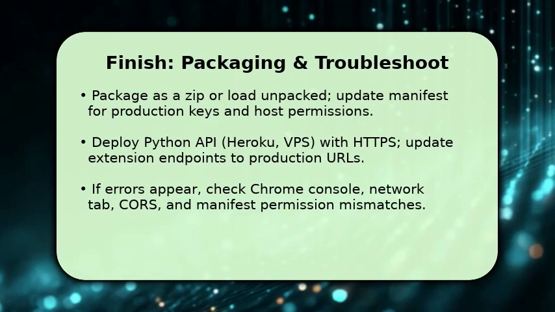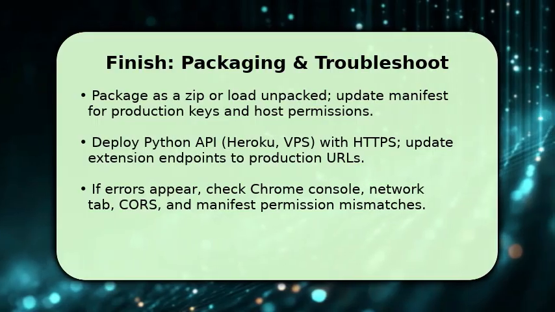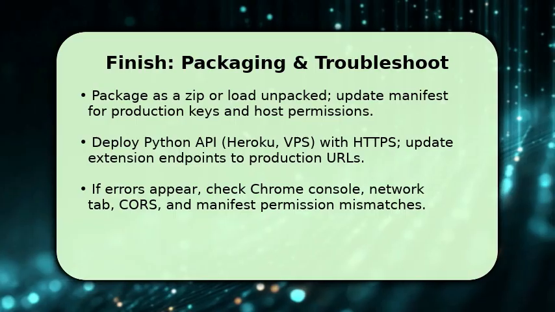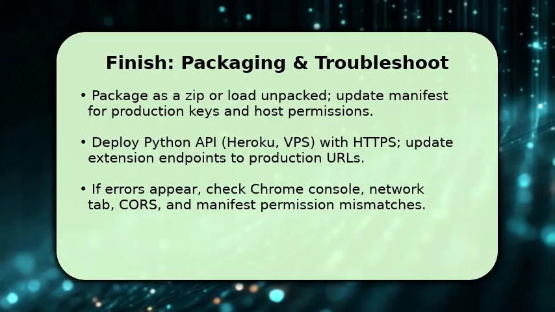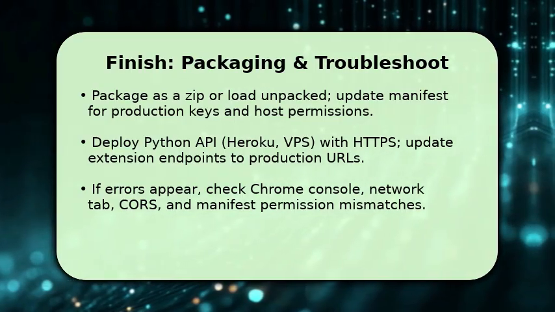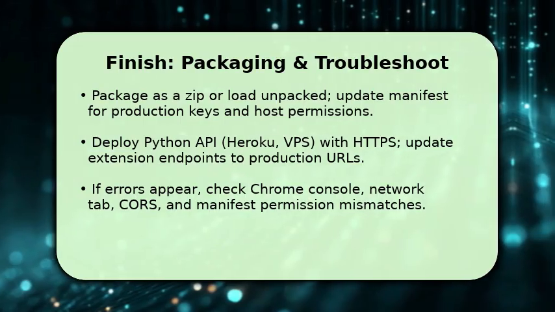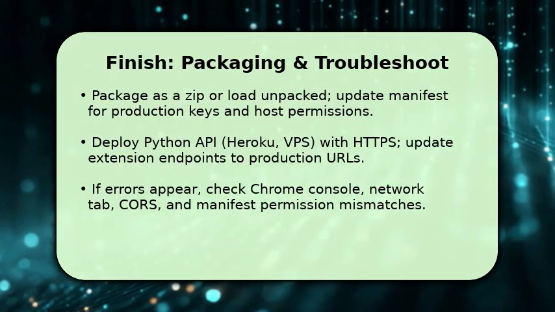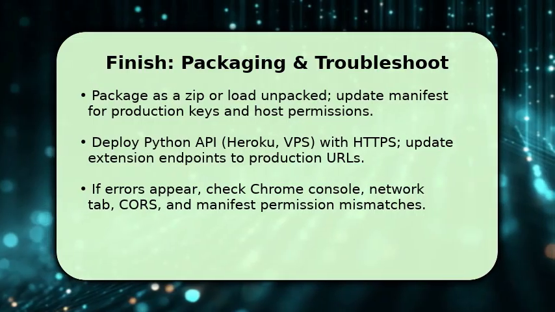To finish, switch your manifest and endpoints to production values, deploy your Python API to a secured HTTPS host, and package the extension as a zip or use Chrome's packing tool to create a CRX. Make sure host permissions and content script matches remain correct.